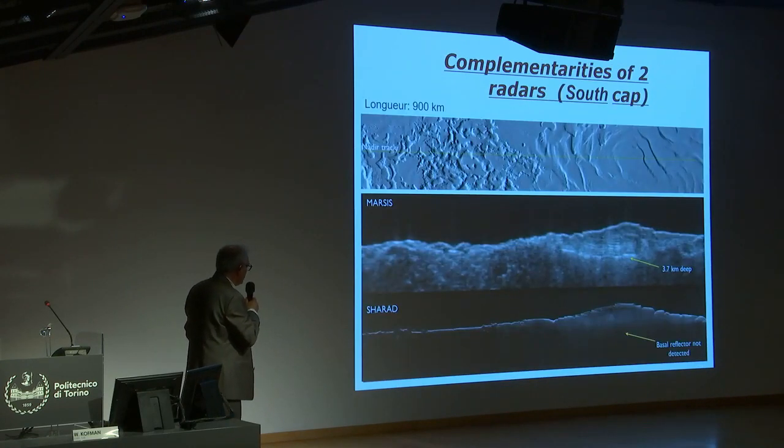Here are the measurements to show you the differences over the South Polar Cap. This is the South Polar Cap. With MARSIS, you see that we can penetrate up to 3-4 kilometers in depth. With SHARAD there is no way because it's higher frequency, but you have much better resolution. You can see the layers much better on SHARAD than on MARSIS.